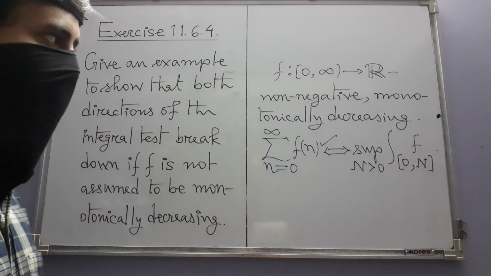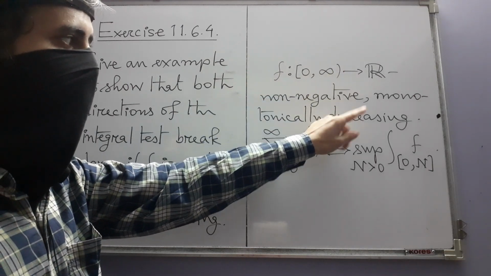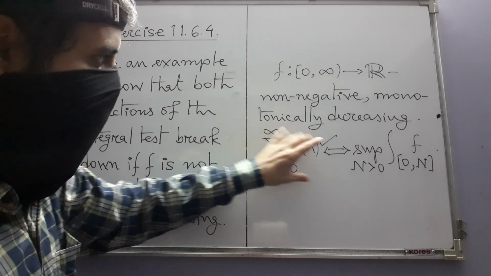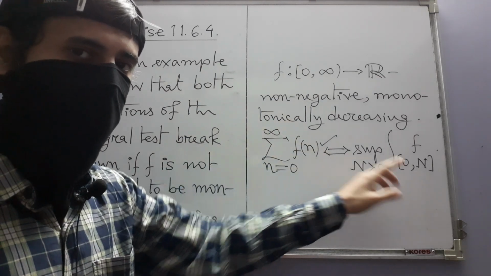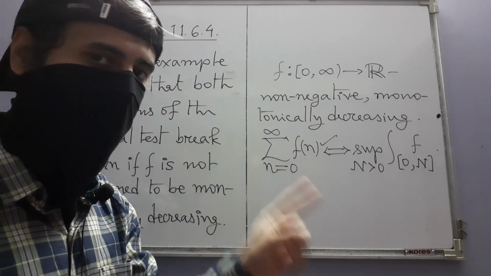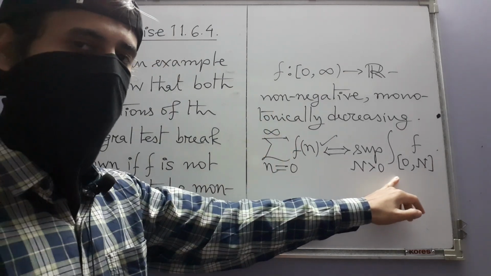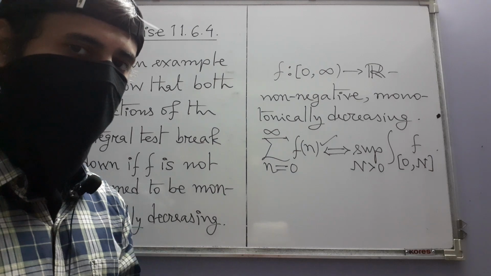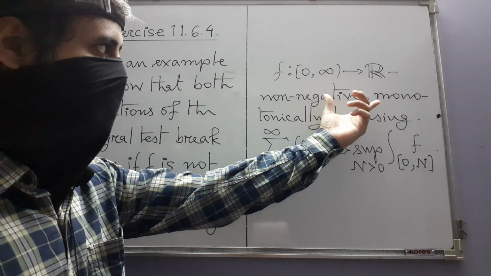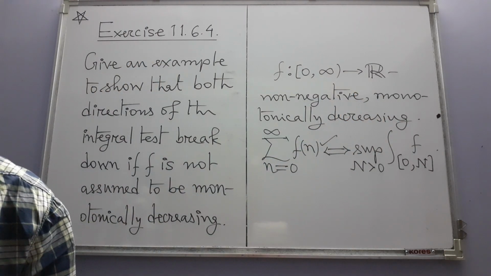This means that we have to provide an example of a function of this type which is not decreasing, for which this is true but this is not true. That means the series is convergent but the supremum is infinite. And another example of such a function which is also not decreasing, for which the supremum is finite but the series is divergent. So that way both the directions of the test will fail if this hypothesis, the decreasing hypothesis, is missing. So let's see how we can write a solution.